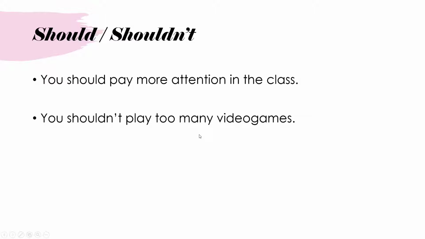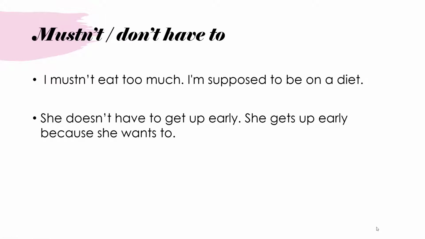Okay, let's continue. And finally, the use of mustn't versus the use of don't have to. Okay, we're going to use mustn't to say that something is prohibited. It is not allowed. It's important that you do not do something. Okay, and we're going to use don't have to. Well, in this case, there is not an obligation. You are not required to do something, especially if you don't want to, okay?